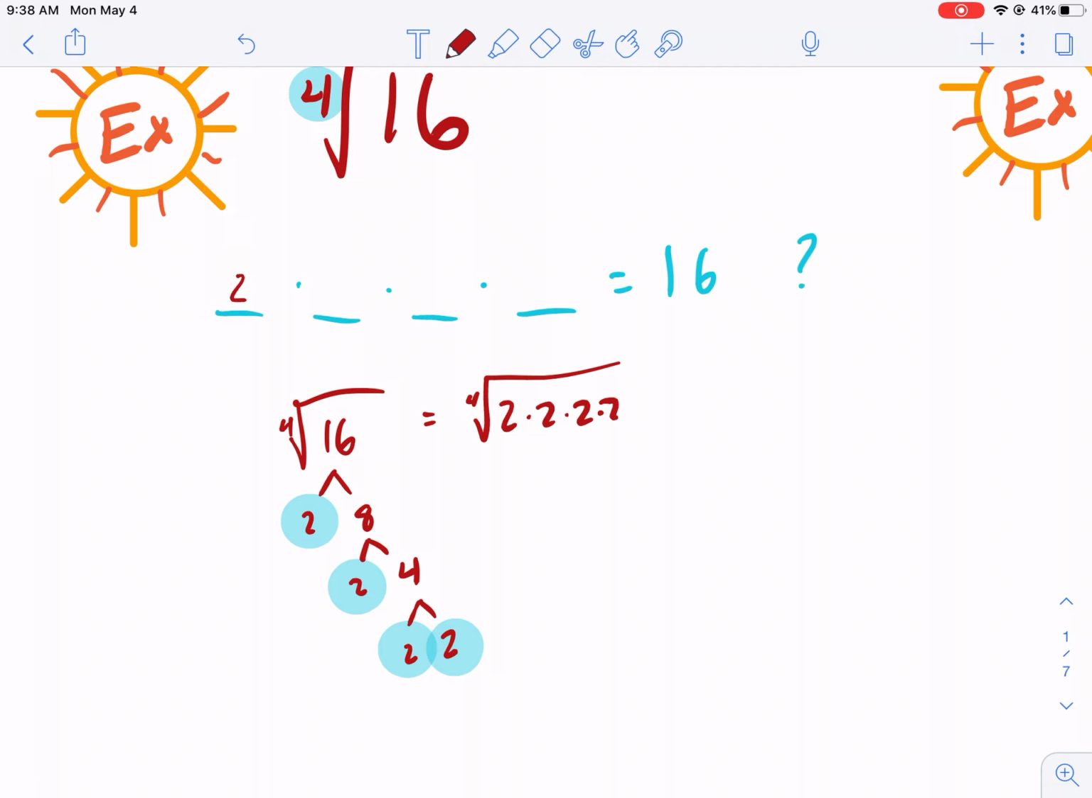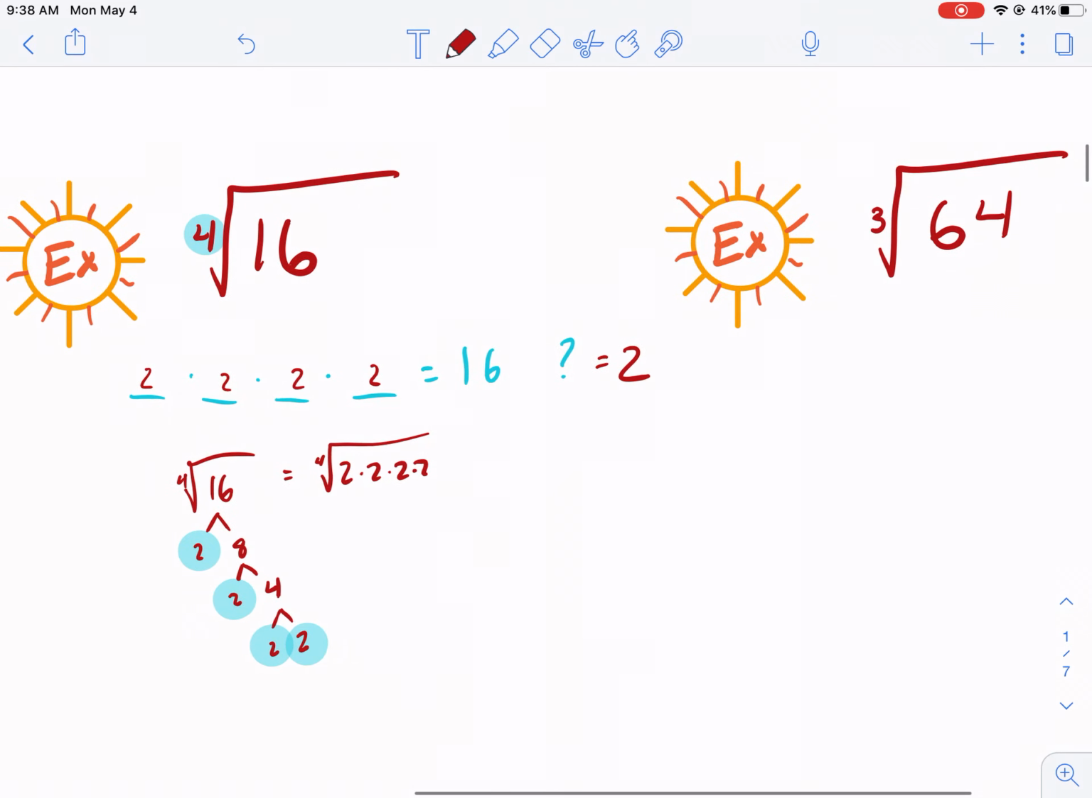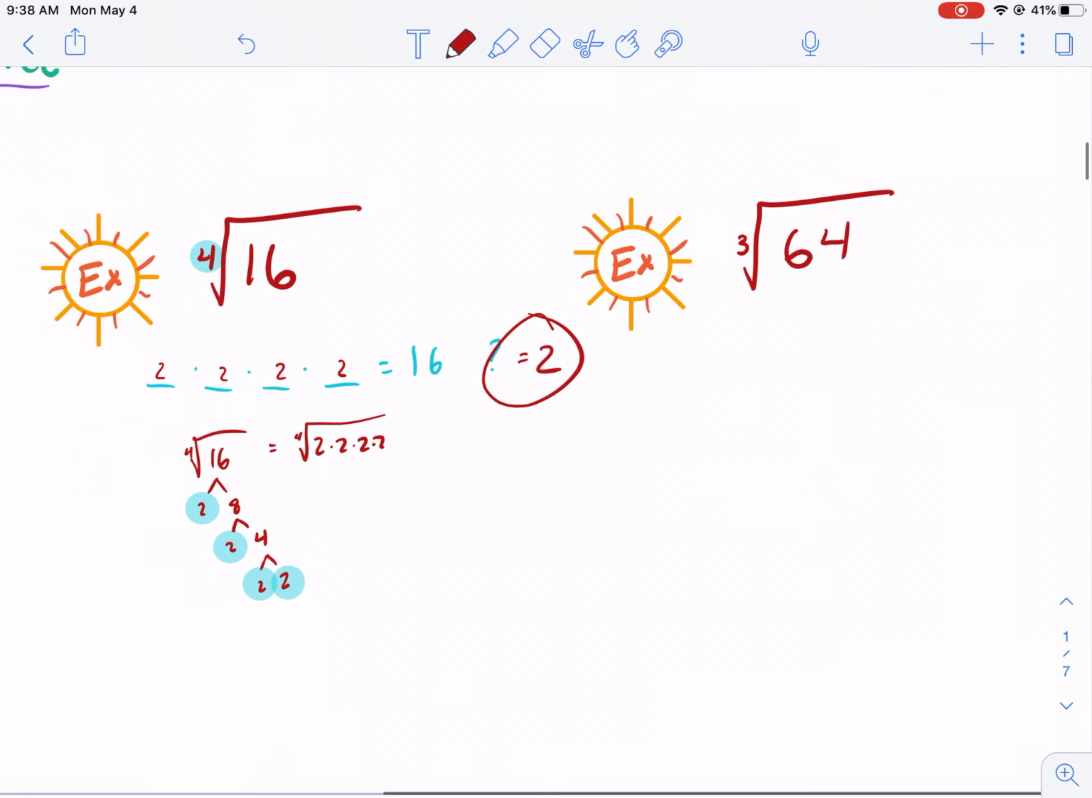So what times itself 4 times equals 16? 2 does. Okay. Now we don't write 2 times 2 times 2 times 2 because that gives us 16. We want to know what times itself 4 times equals 16. So our answer is 2.